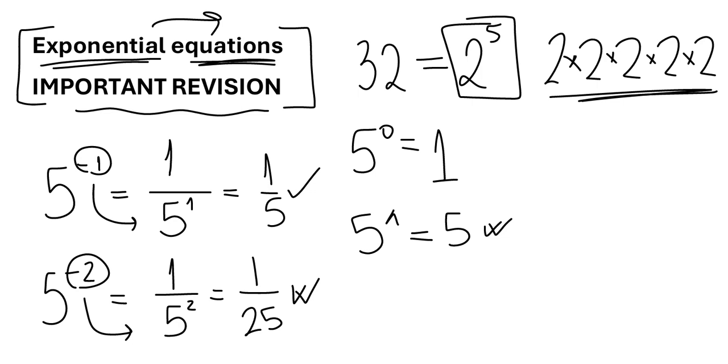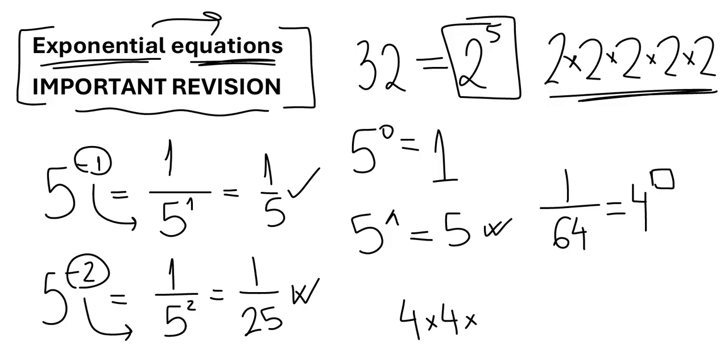Lastly, let us try, for example, 1 over 64. What is 1 over 64 if we want to write it as, for example, 4 to the power of something? First of all, 64. 4 multiplied by 4, 16. Multiplied by 4 is equal to 64. So 4 multiplied by itself 3 times will give us 64. But because it's 1 over 64, then our 3 must have been negative.